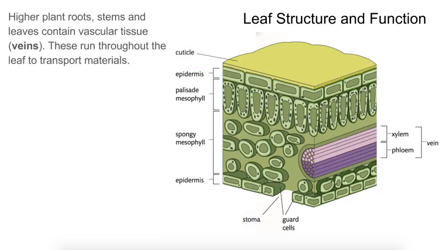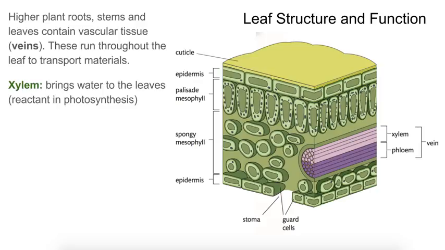Okay, moving on. In higher plants, the ones we spoke about, the vascular plants, the stems and leaves contain vascular tissue, or veins. Now these are composed of xylem and phloem. You can see that on the right-hand side of the diagram. And basically they are there to transport materials up and down and through the plant.